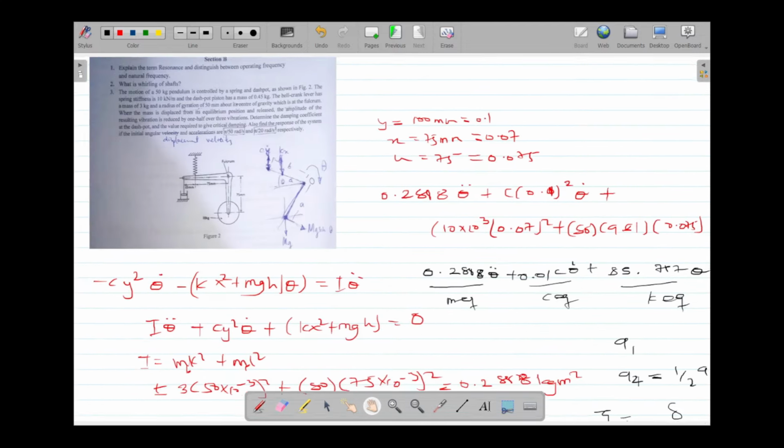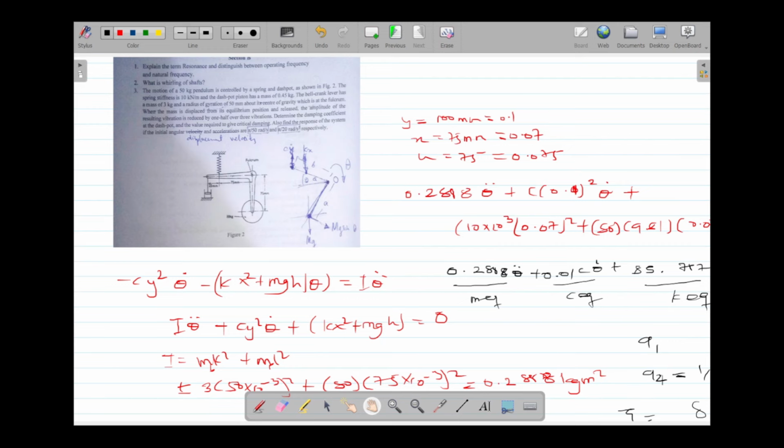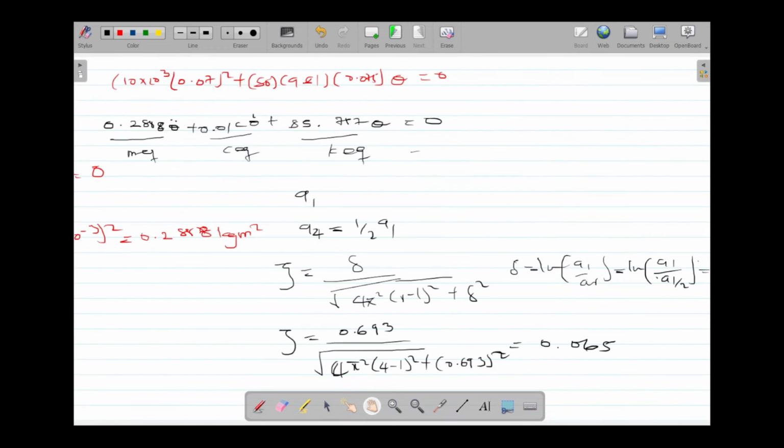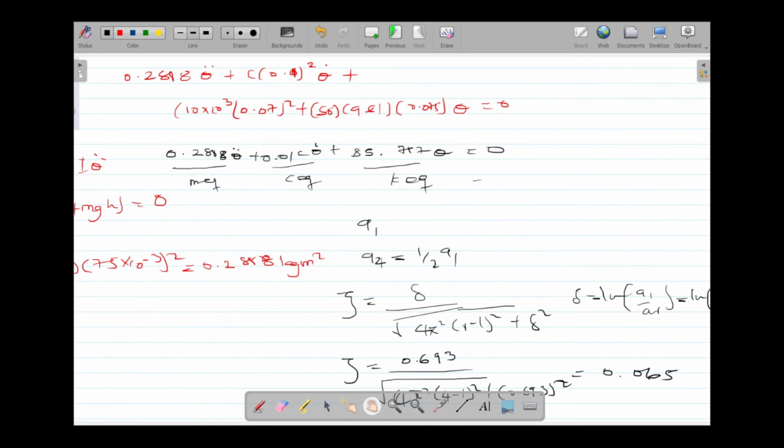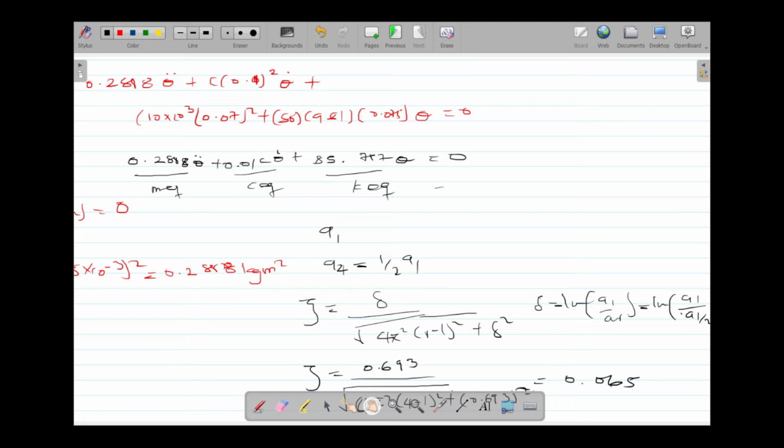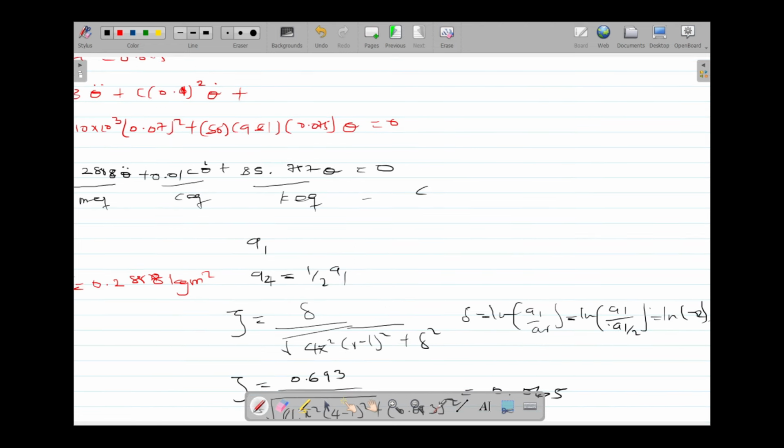The question asks us for the damping ratio and then the critical damping coefficient. For a system like this, if this is representing our mass and this is our K equivalent, then the Cc for this system is going to be 2 times the square root of M equivalent times K equivalent. So Cc will be equal to 2 root of M equivalent, 0.2888, multiplying the K equivalent, which is 85.787.